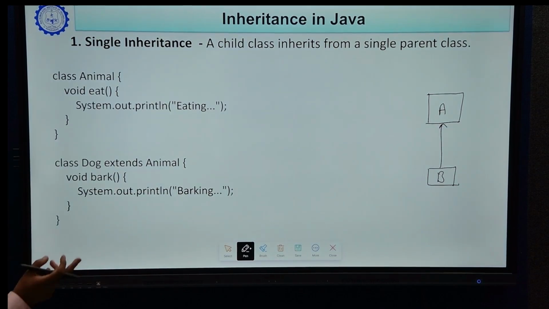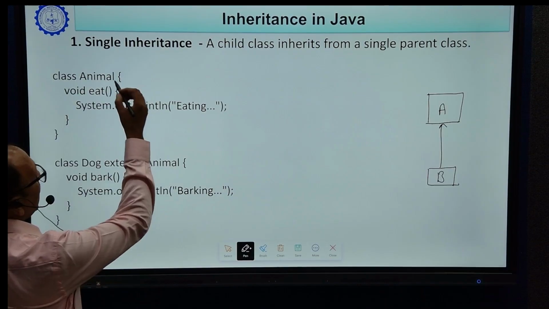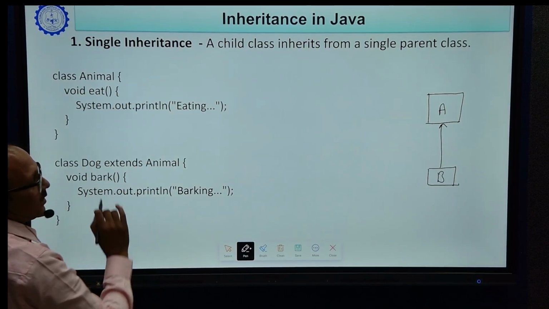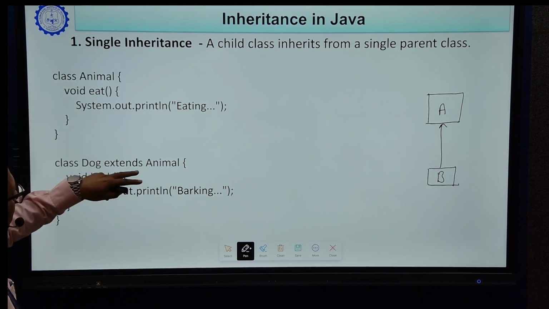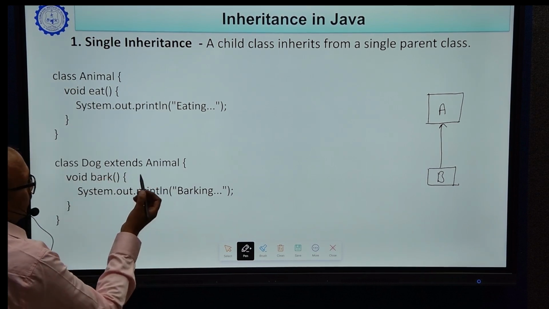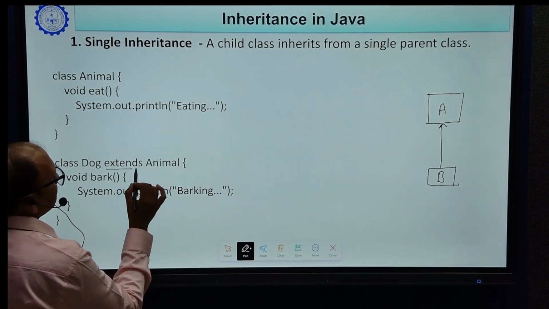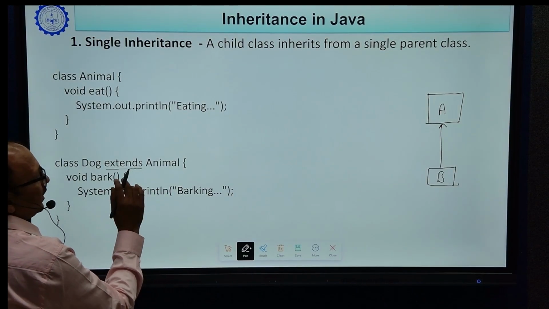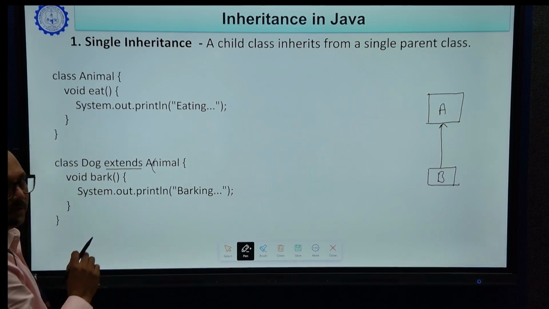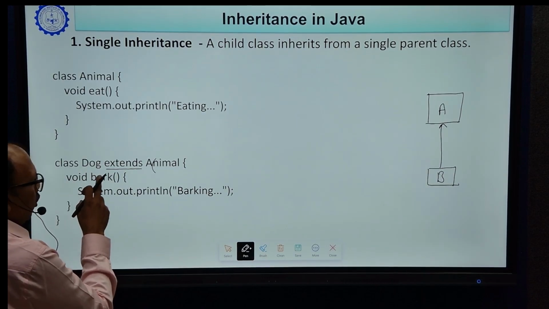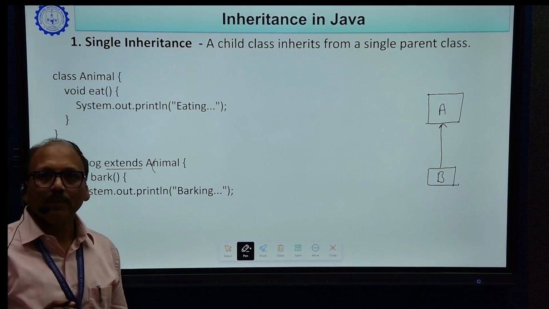In this example of single inheritance, we are creating a class Animal. You can say this is the parent class because this Animal class is derived by the Dog class. Now what is the way for inheritance? We will use the keyword extends. On the right side of extends there will be the parent class, and on the left side will be the child class. So class Dog extends Animal. Dog will be the child class and Animal will be the parent class, right?